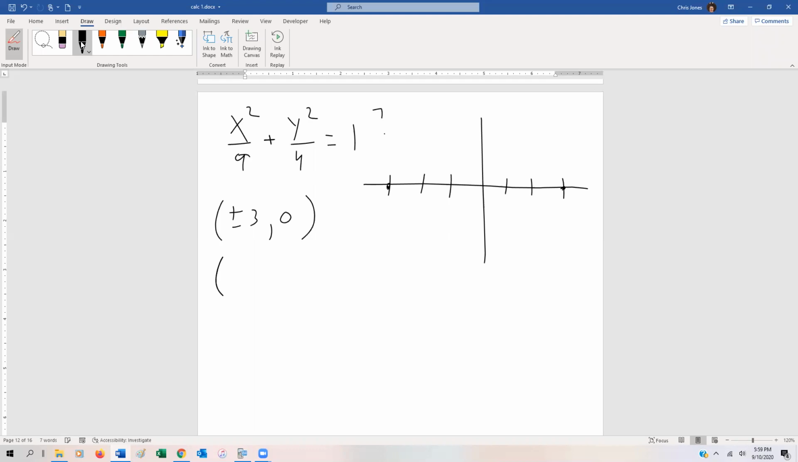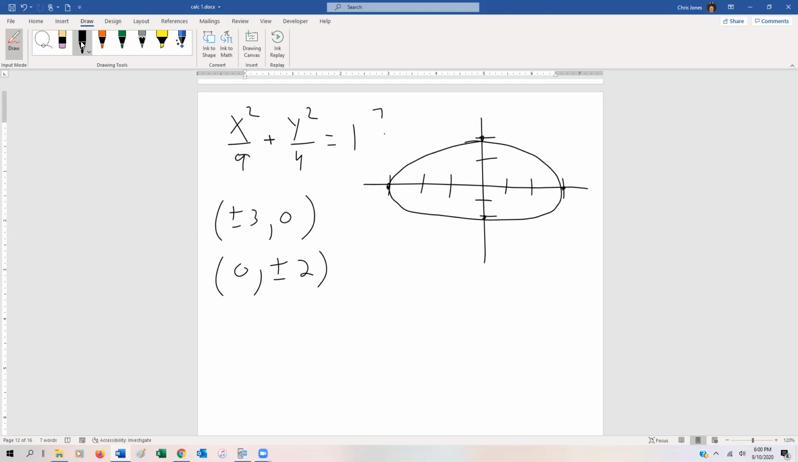Now what happens when x is 0? That means that something squared over 4 is 1, and we know 2 squared over 4 is 1, and also negative 2. So we get positive 2 and negative 2. And what do we end up with? Well, as best as I can draw it, it's not a good drawing, but this is an ellipse.